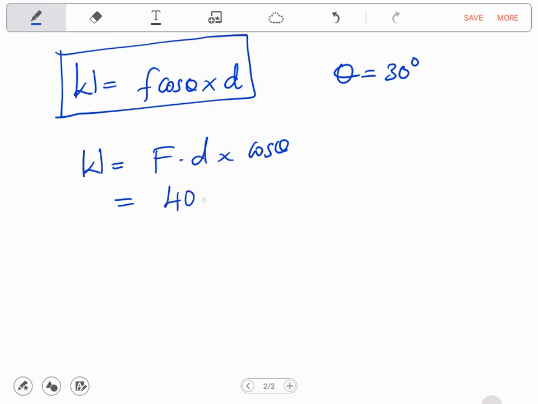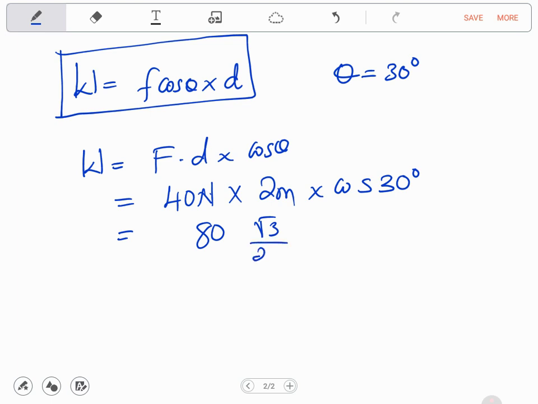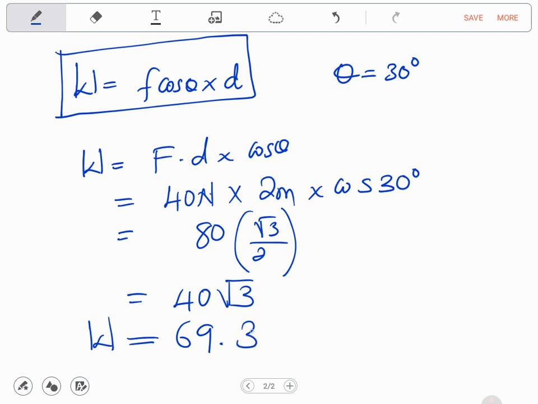So we have 40 newtons, 2 meters, cos 30. This is 80. Cos 30 is actually root 3 over 2. I think that one I know. Which will give me 40 root 3. So now, punch this on the calculator. I'm getting 69.3 joules.